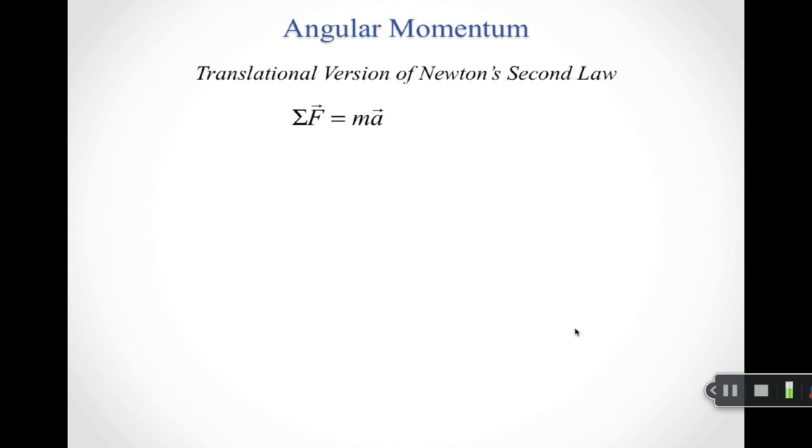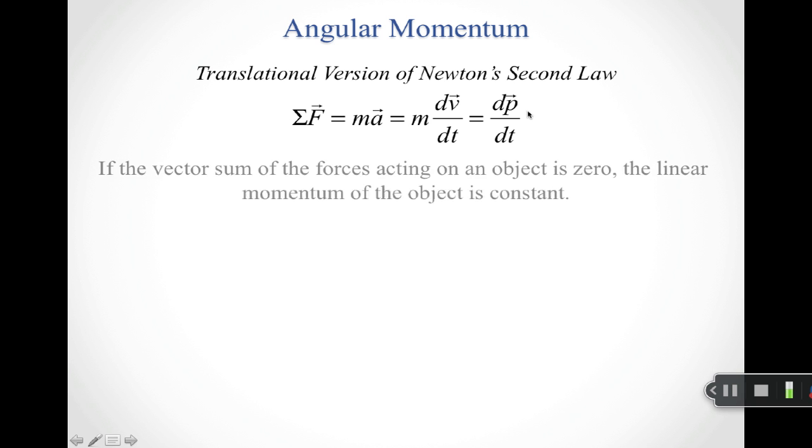Now, when we first introduced linear momentum, we did it in relation to the translational version of Newton's second law. We said Newton's second law says that the net force is equal to mass times acceleration. Since acceleration is the derivative with respect to time of the velocity, I can take that mass, tuck it back inside the derivative, and then I've got the derivative with respect to time of mass times velocity, and that's the linear momentum.